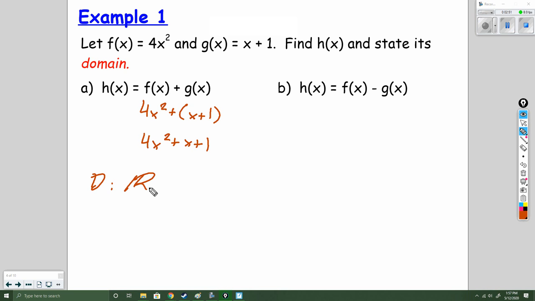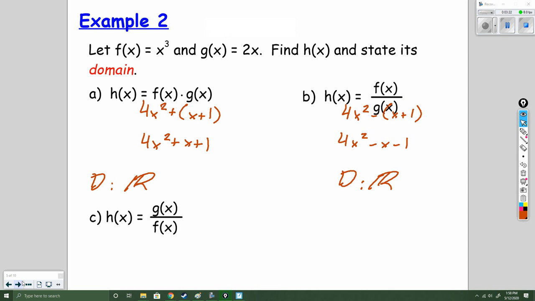For part B, if we write f of x minus g of x, note that we are subtracting the quantity x plus 1, so we have to distribute that negative. We'd get 4x squared minus x minus 1. And once again, the domain would be all real numbers. If there's no denominator here, there are no values of x that are going to make the function undefined.